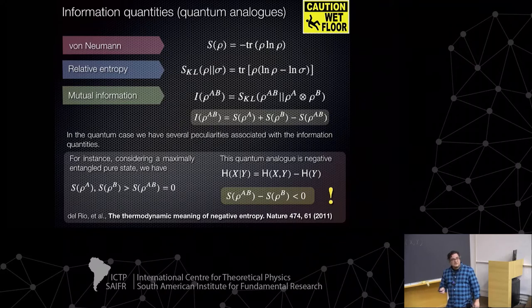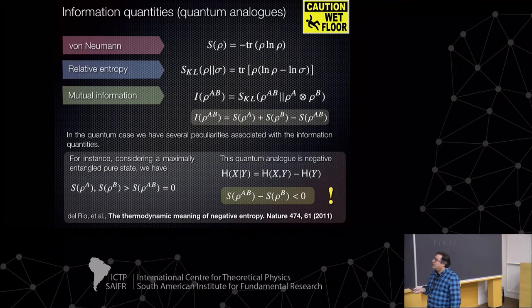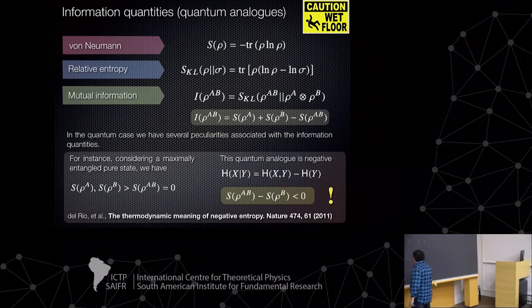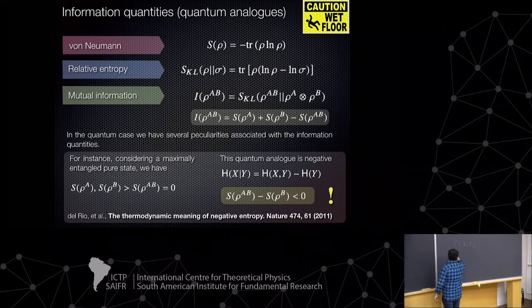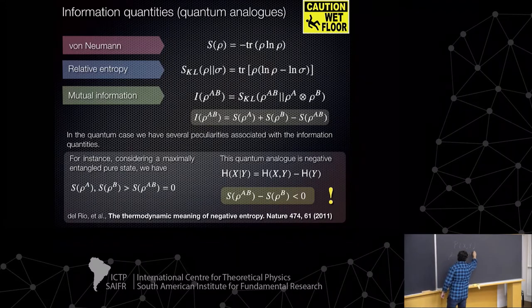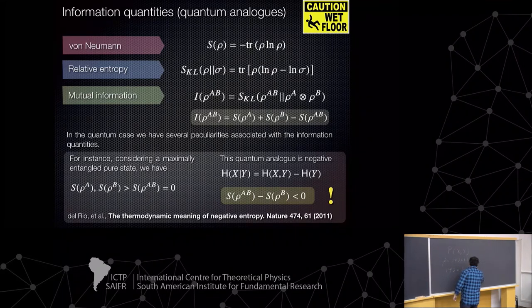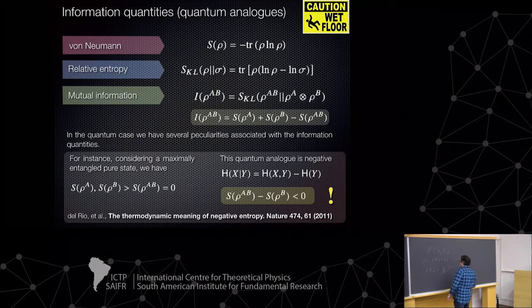There are some states in quantum mechanics where the joint entropy is smaller than the marginal entropy, the von Neumann entropy. This never happens in a classical scenario, but this could happen in a quantum scenario, and I will give you an example of that. Let us suppose that we have a pure density operator where the state is a maximally entangled state. So, like this. The von Neumann entropy of the joint state will be zero because it is a pure state.